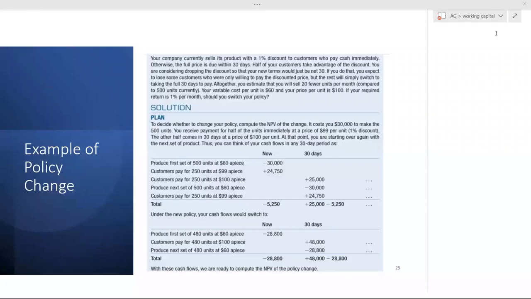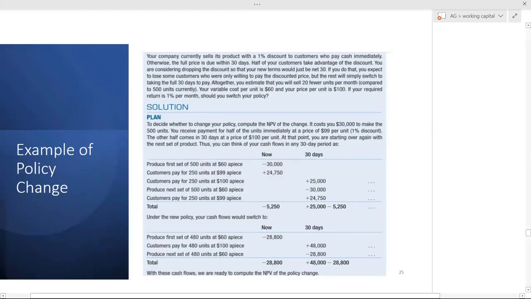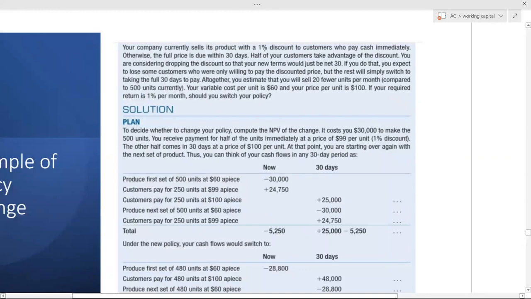Now in this example, we need to see the change in the credit policy. If the company changes the credit policy from the existing one to another, what will happen? So let's say your company sells its product with a 1% discount to customers who pay cash immediately. So the 1% discount is for those who pay immediately, not for 10 days, not for 15 days, immediately, right? Otherwise, the full price is due within 30 days. So this is what it is like.